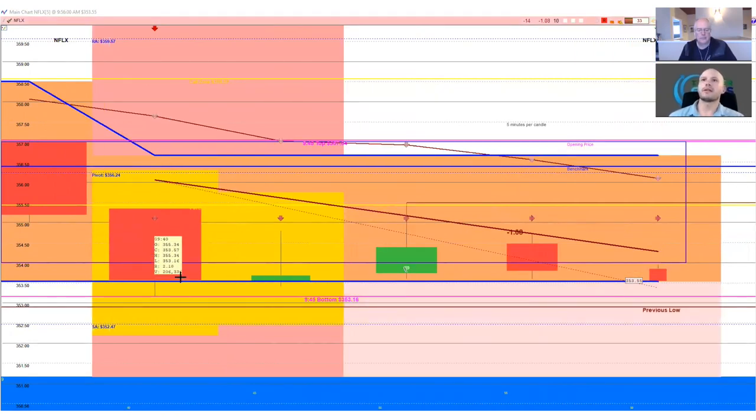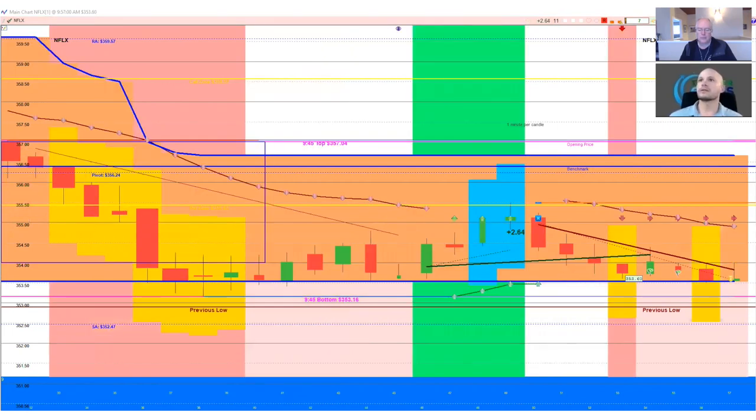You can see here Netflix came down and it just couldn't quite bring itself to get out of the risk zone. And you're going to see it try it again. Let me get on to 1 minute candles so you can see that better since we're back to the morning. So Netflix tried to break out of the risk zone, didn't really happen. And then it tried it again.